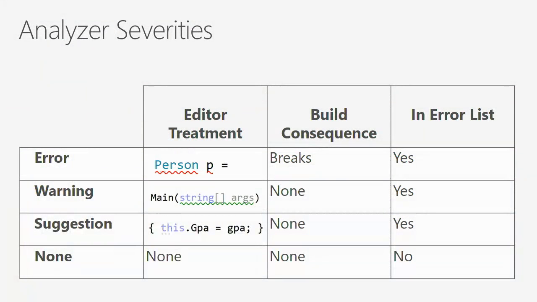So now that we know what they look like, we can talk a little bit more about them. Analyzers all have something called a severity, and that controls how they appear in the editor. So again, an error will be a red squiggle, and that will break your build no matter what. A warning is the green squiggle, and it will only break your build if you have warnings as errors on. A suggestion is supposed to be more of a lightweight thing. It's not going to break your build, but it's just like a gentle hint as you're writing code. And then you can set it to none, which will do nothing.